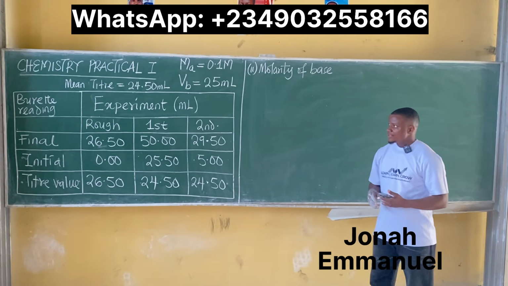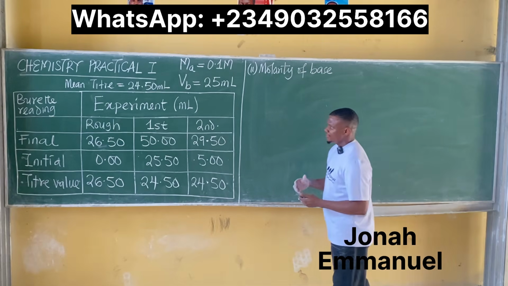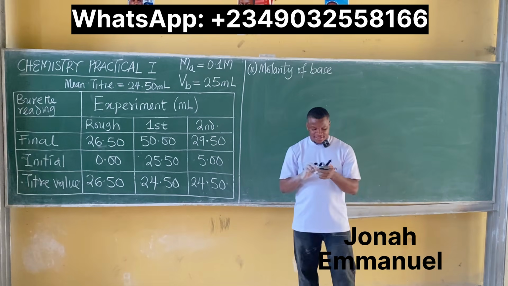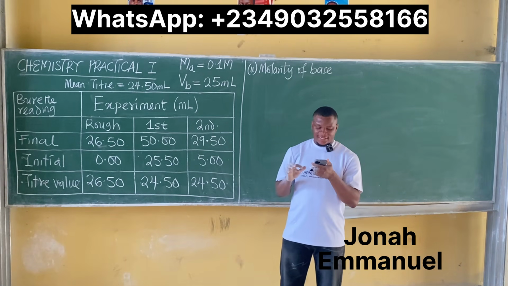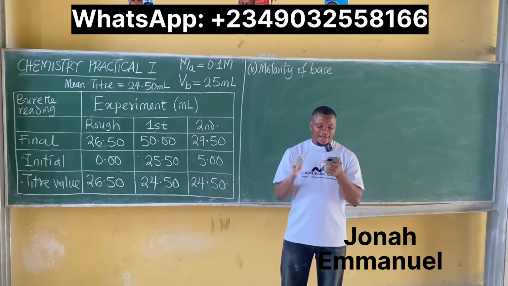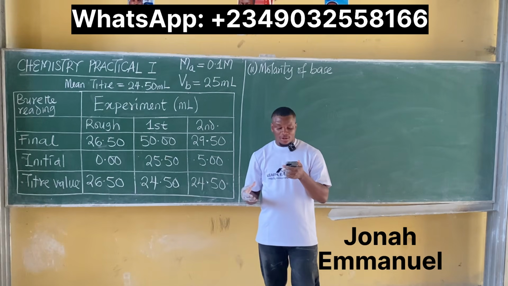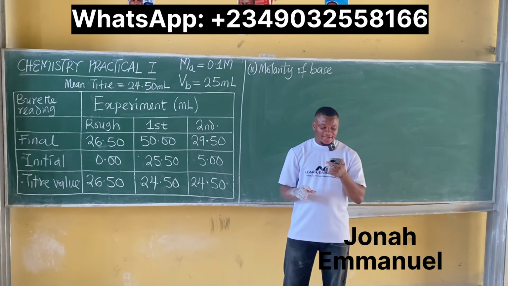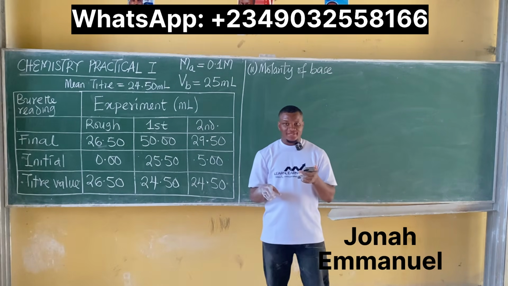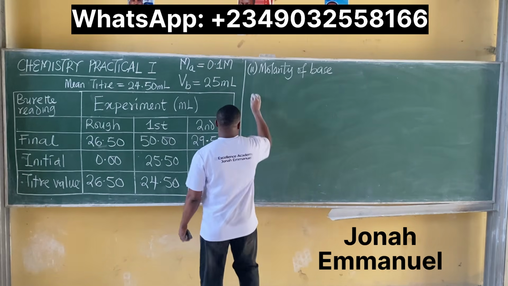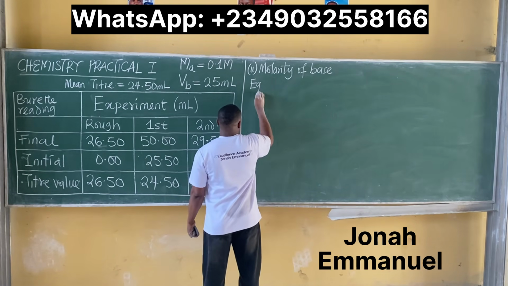Now, how do we do that? Before we get the molarity of the base, the first thing you have to do is go back to your question. The question said that a student performed an experiment to standardize sodium hydroxide by titration with 0.1 molar of HCl. What that means is that the student combined sodium hydroxide, which is a base, with HCl, which is an acid. So let's get the equation of that reaction.